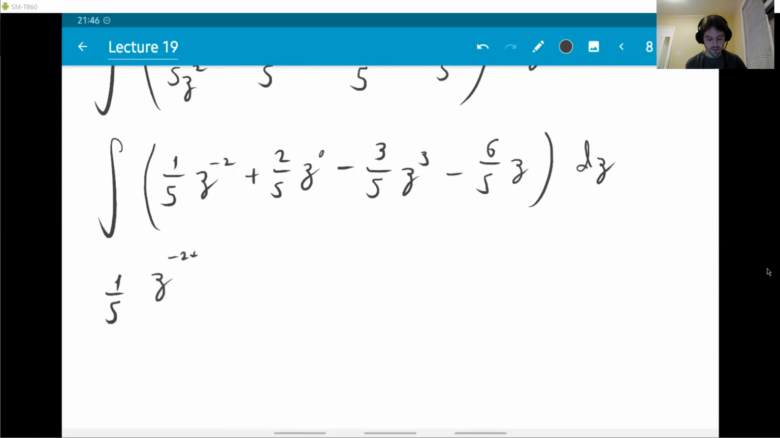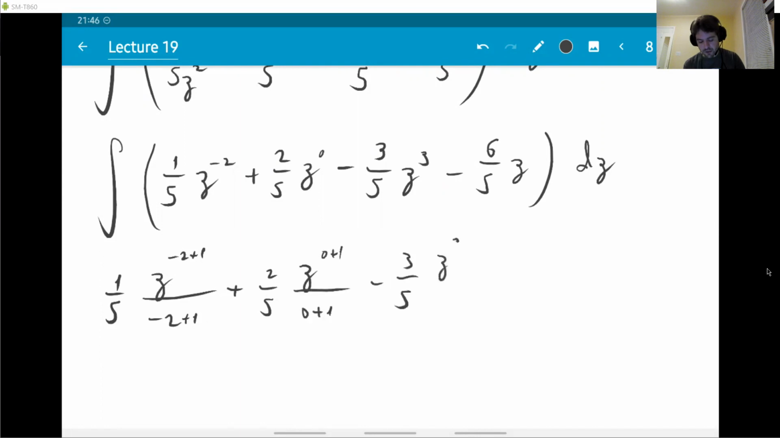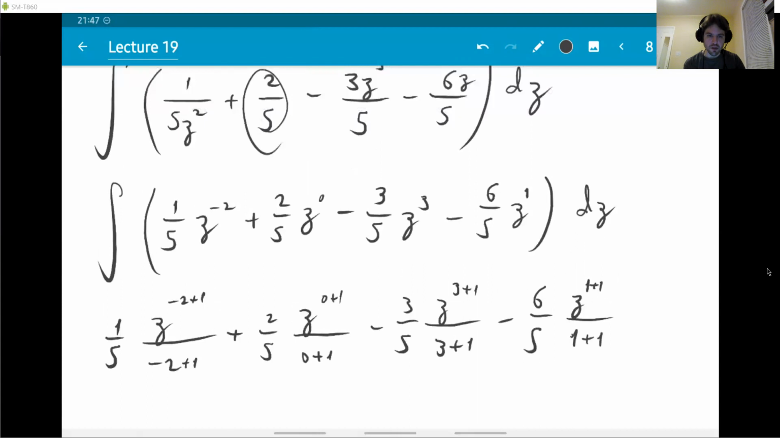Z to the minus 2 plus 1 over minus 2 plus 1. Z to the 0 plus 1 over 0 plus 1, and so on. I just wanted to do this very carefully, step by step. But eventually you're not going to be doing it always like this. You see this z in the last term is a z to the 1, so 1 plus 1 divided by 1 plus 1. Eventually, of course, when you see a number like 2 over 5, you're immediately going to get to the answer 2 over 5 times z.